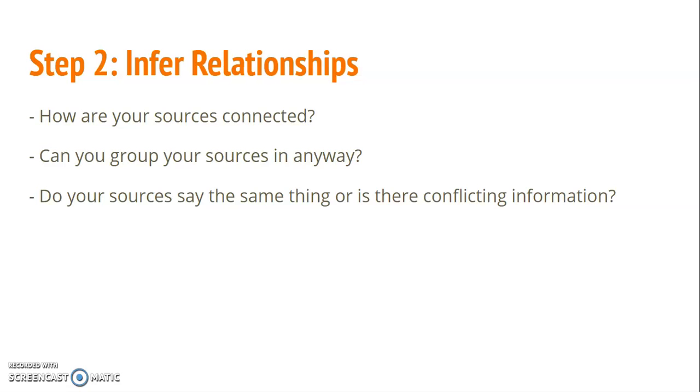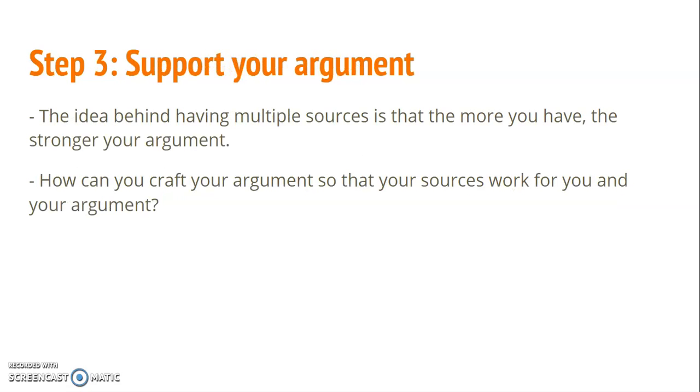So you're thinking of these relationships that aren't there, but you're going to make them come together in your essay. And you also want to think about whether your sources say the same thing or whether there is conflicting information. If there's conflicting information, you might need to reevaluate your sources. But if they say the same thing more or less, then you can start to group them together into different source relationships.